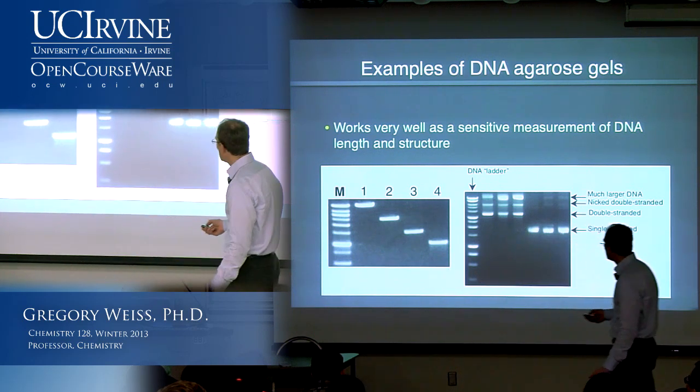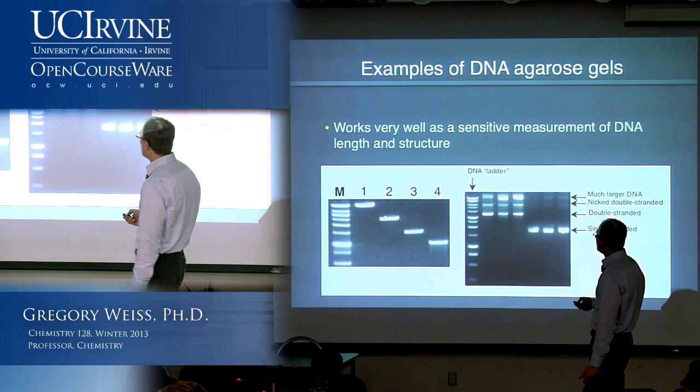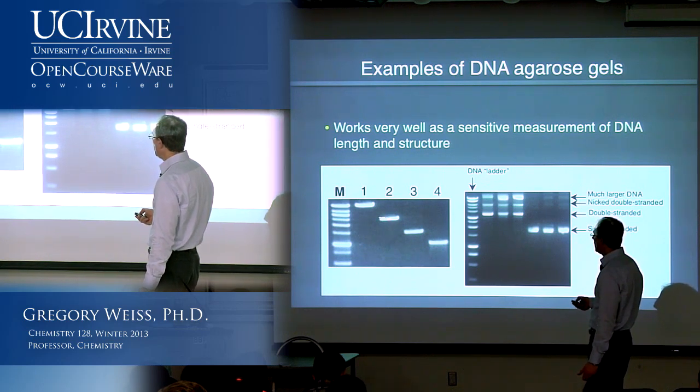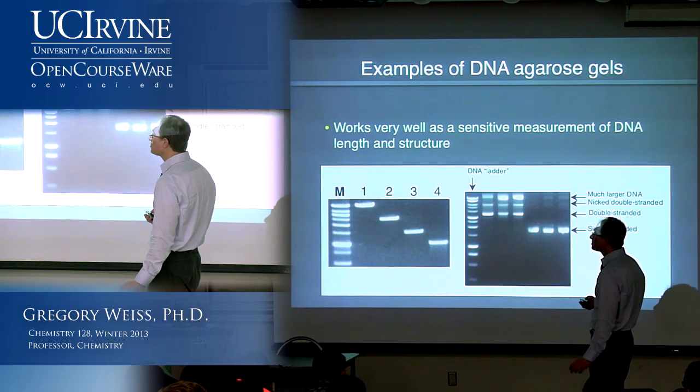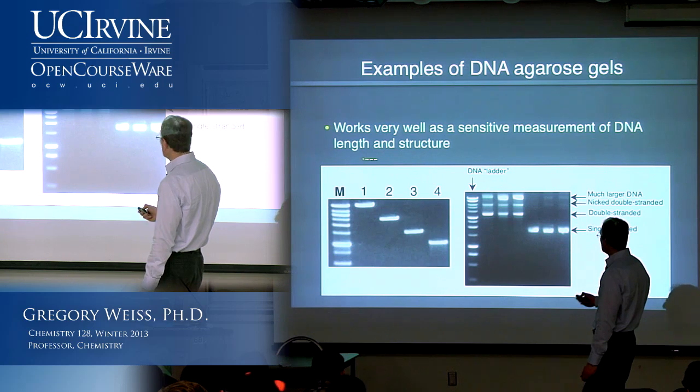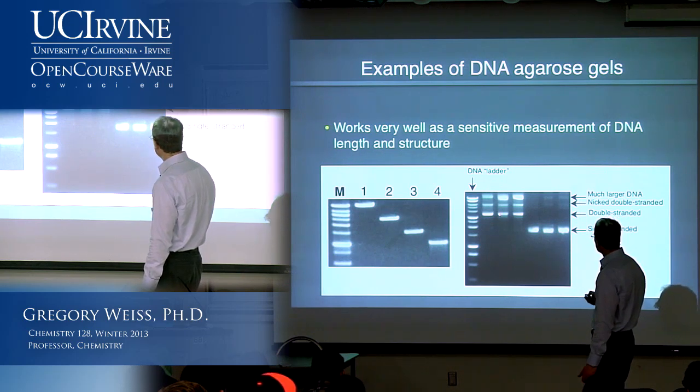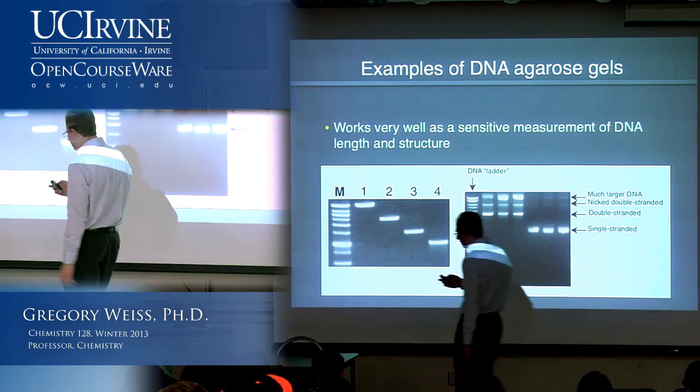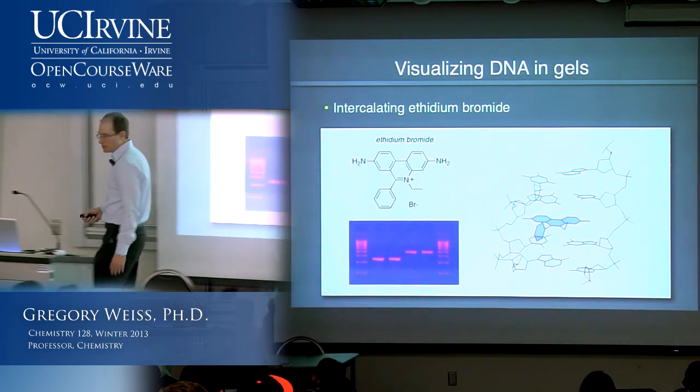We've added a dye, ethidium bromide, that concentrates in the DNA and is fluorescent. This works really well. This tells us a lot about DNA length and a little bit about its structure. You can look at, for example, supercoiling using this technique.